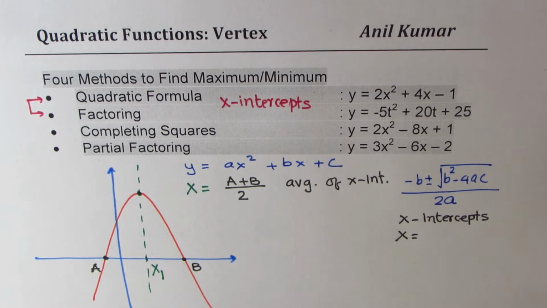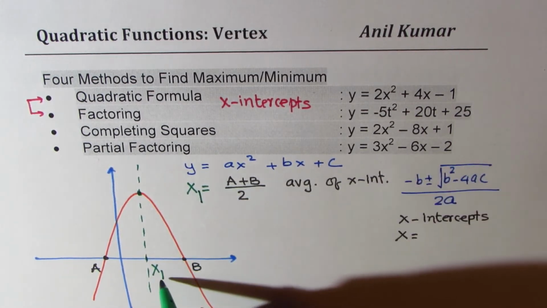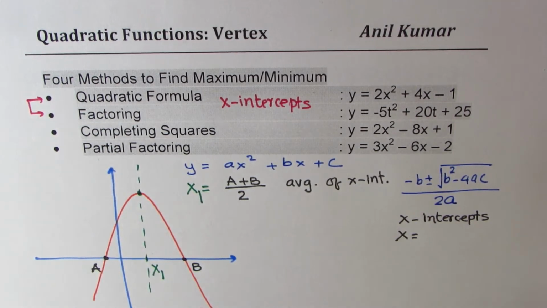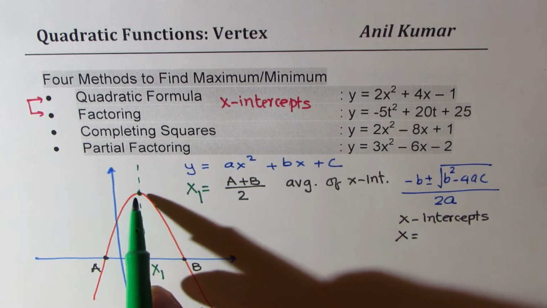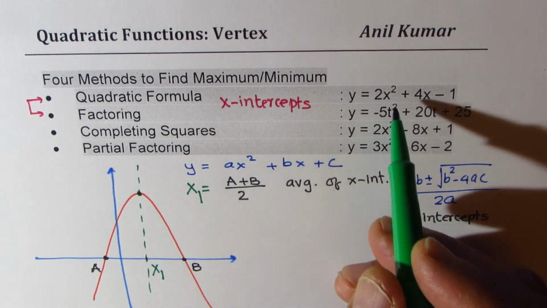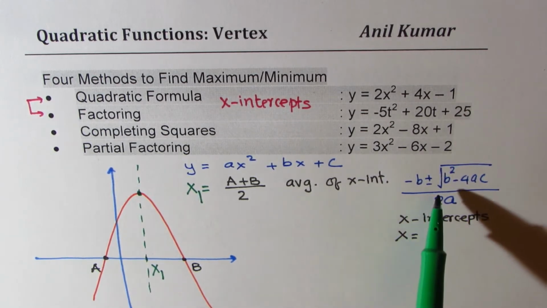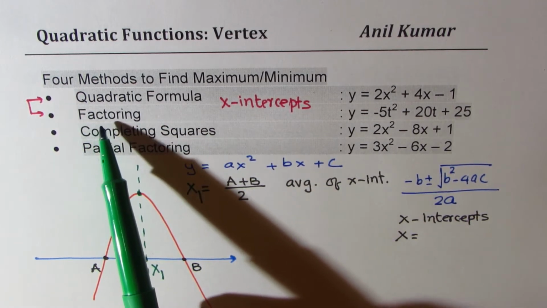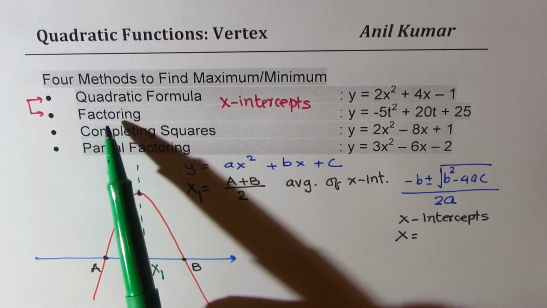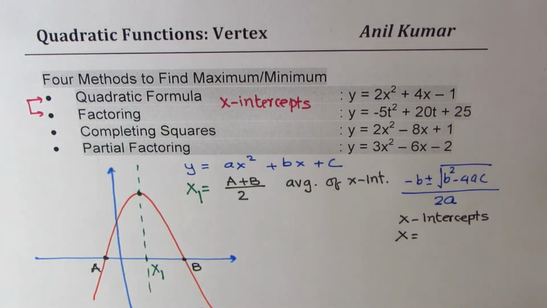So as I have shown here, I will call this particular value x1. Once you find this value, we know the y value also by substituting x1 in the formula. Correct? Now this method of finding x-intercepts could be used by factoring, but remember all equations cannot be factored, so sometimes we use the quadratic formula. So either way.